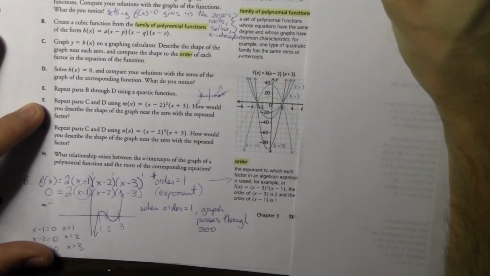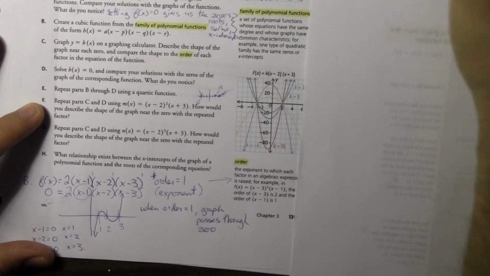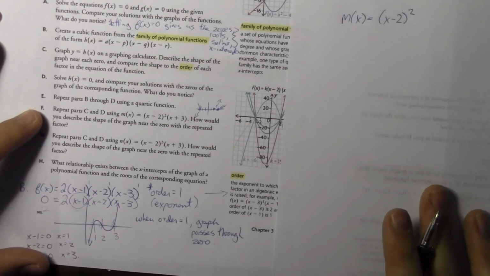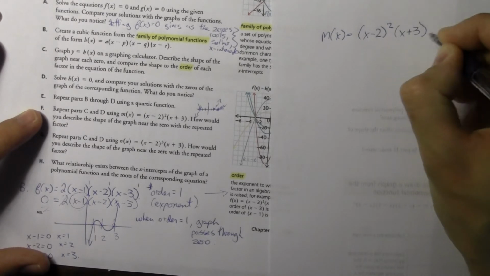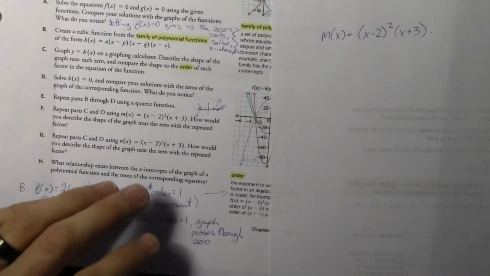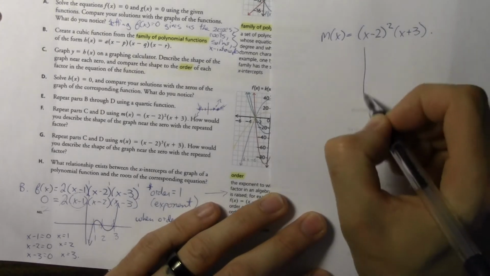So we're looking at this function now. M of x is equal to (x - 2) squared times (x + 3). How would you describe the shape of the graph near the 0 with the repeated factor? So this graph looks like this.